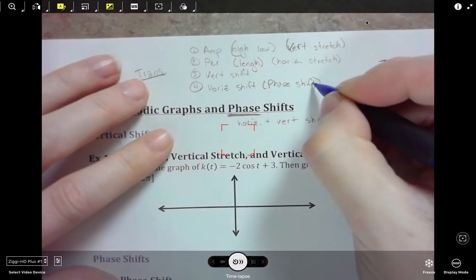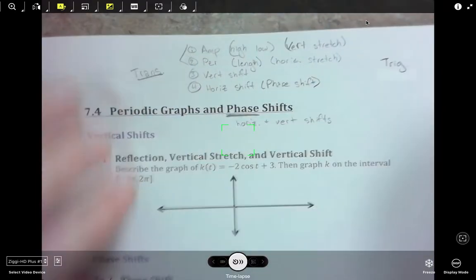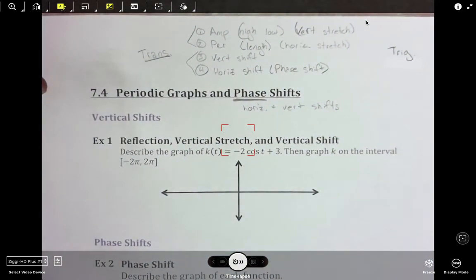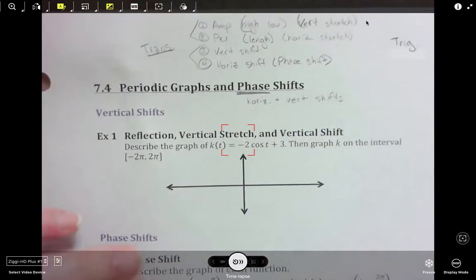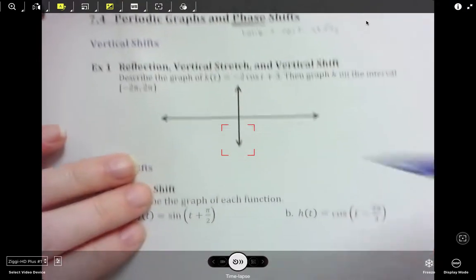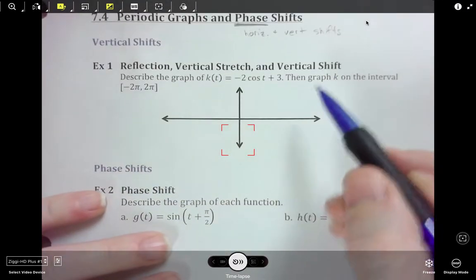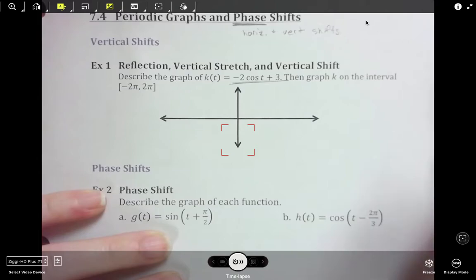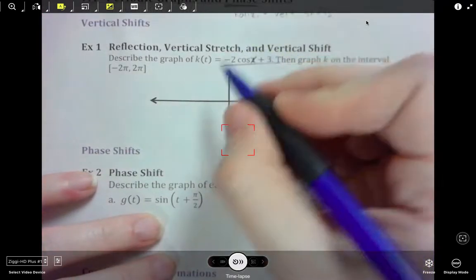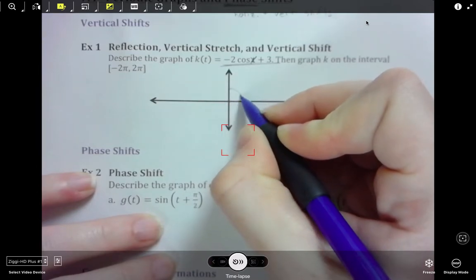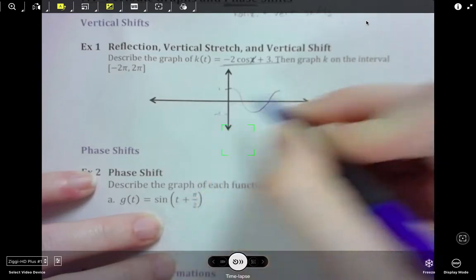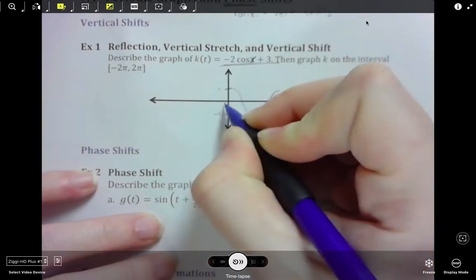Okay, so we did these 2 in section 7.3. Now we're going to do parts 3 and 4, vertical shift and horizontal shift. Vertical shift is easy. Horizontal shift is a little bit more unpleasant. So we're going to do vertical shift first. They start us off with the function of cosine of t, or cosine of x if you don't like that t in there. The normal cosine function starts here and it goes down and then it comes back up, and here is at 1 and here is at -1 and here is at 2 pi and here is at 0.